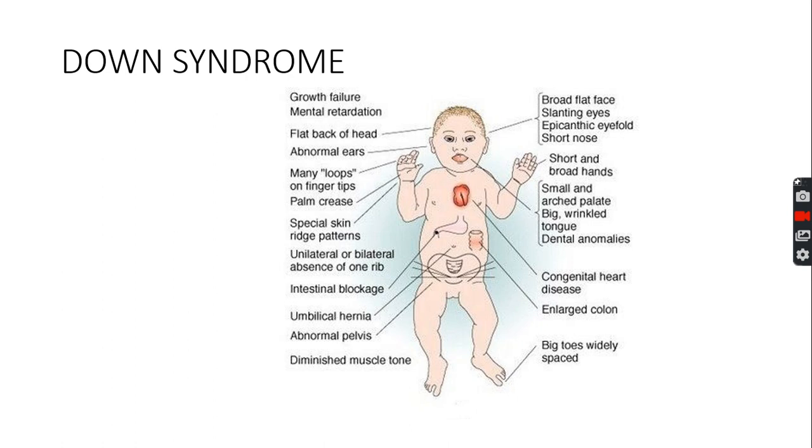They may also have short and broad hands. They may also have a small arched palate, big wrinkled tongue, but usually this is not a genuinely large tongue, it just looks enlarged. We may also have dental anomalies, congenital heart disease, usually as a result of endocardial cushion abnormalities. So you can have a VSD, ventricular septal defect, you can have an atrial septal defect, or an AVSD. Then, as mentioned earlier, there's the enlarged colon which can occur, and the big toe being widely spaced. This is typically known as the sandal gap, a wide sandal gap.